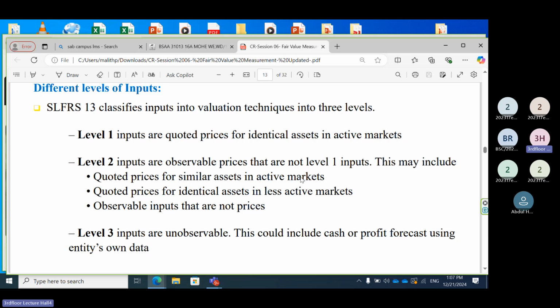Level 1 valuation is whatever asset has an identical active market price. Identical active market price. So that's called level 1 valuation.